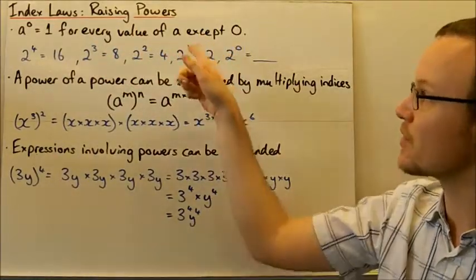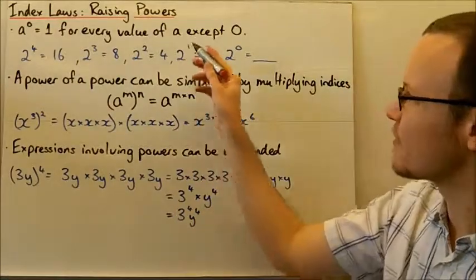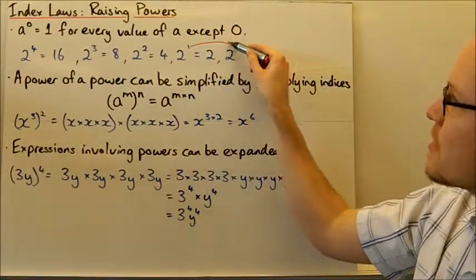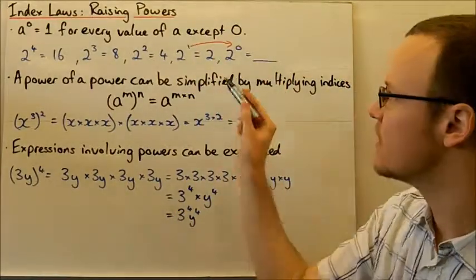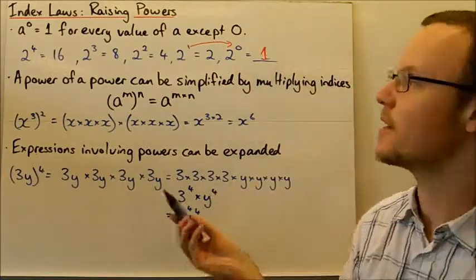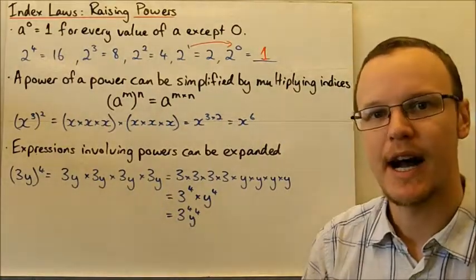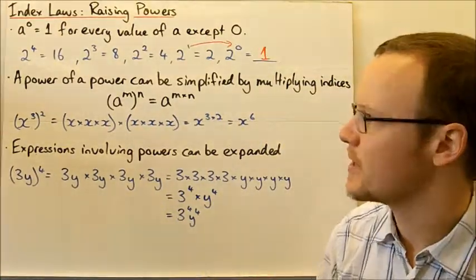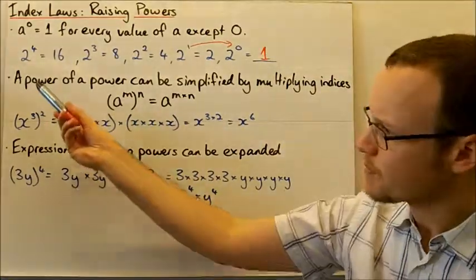So then if we're going down one more power, from 1 to 0, we need to divide by 2 again. So dividing by 2 again, we'll get 1 as the answer. And it'll be the same for every other base, and you can try it yourself.